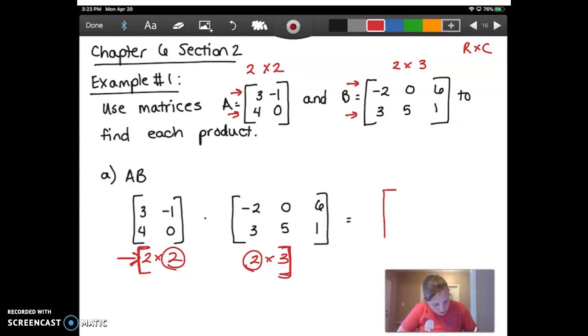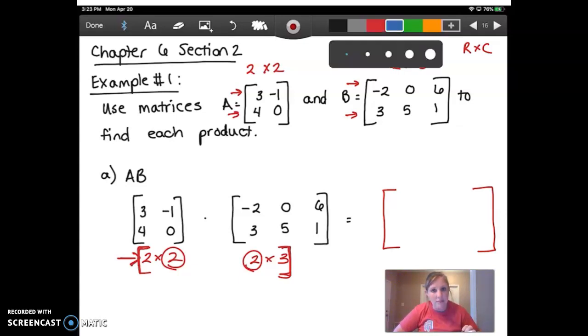So you have 2 rows by 3 columns for your final answer. The 2 by 2 on the inside tells you that it's compatible and you can multiply those two things together. On the outside, the 2 by 3, you're going to go 2 rows by 3 columns. Now when I do this, I'm going to have to do some mental math. I know that you guys really dislike mental math, but we want to make sure that you understand how this works besides just putting it in a calculator.